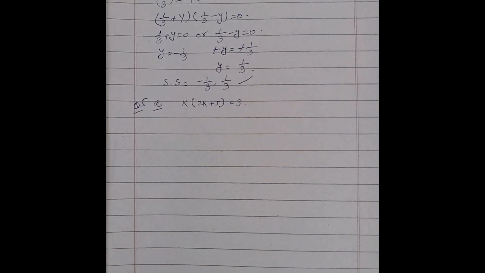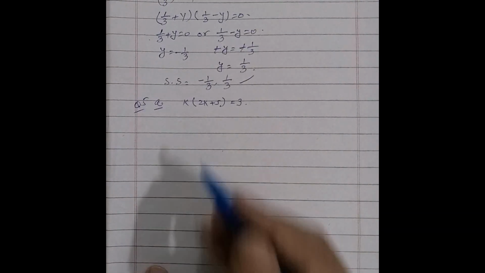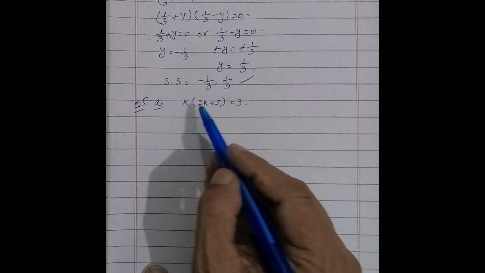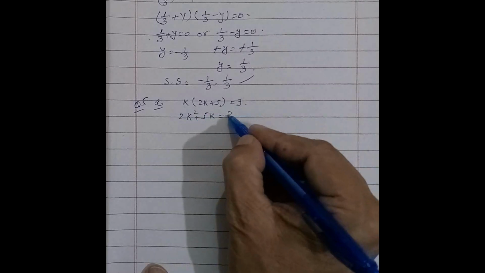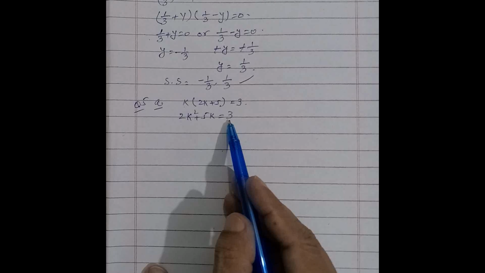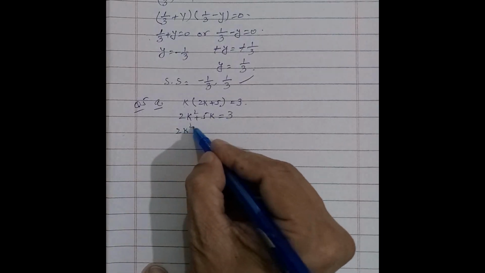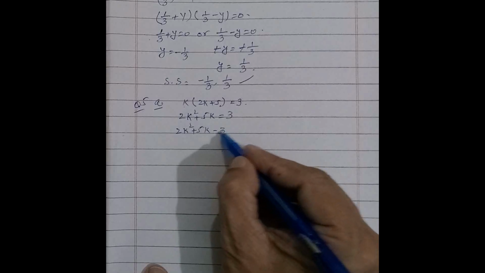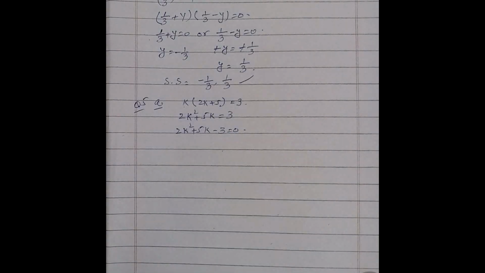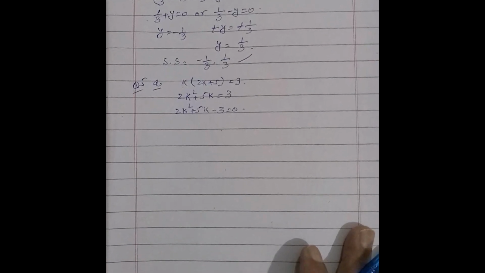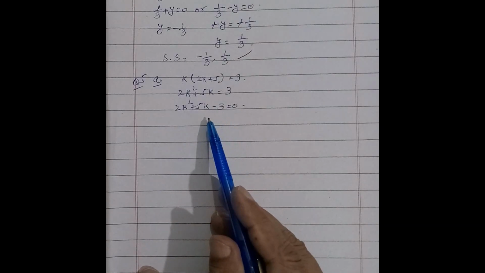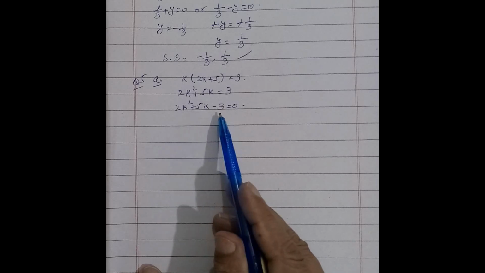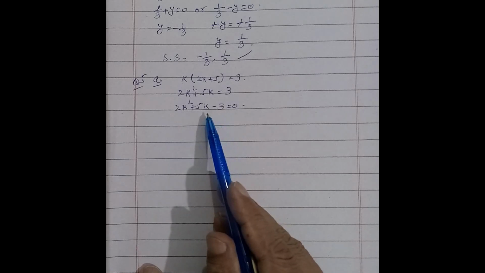Now we convert it into a standard quadratic equation. For this, we multiply k in the bracket. It is 2k square plus 5k is equal to 3. And next, we shift 3 to the left side. We get 2k square plus 5k minus 3 is equal to 0. And now this is a standard quadratic equation, and we find the factorization of this value by midterm breaking.